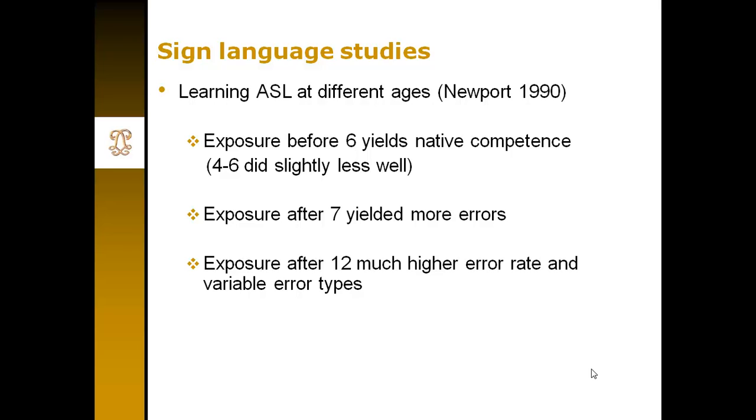Basically, with exposure before age 6, you're going to be at the top of the learning ability. Exposure after 7 yields more errors, and exposure after 12 yields a much higher and much more variable error rate. So based on this research, as long as you're learning a language before 6, you should be pretty good. You should approximate native-like competence.